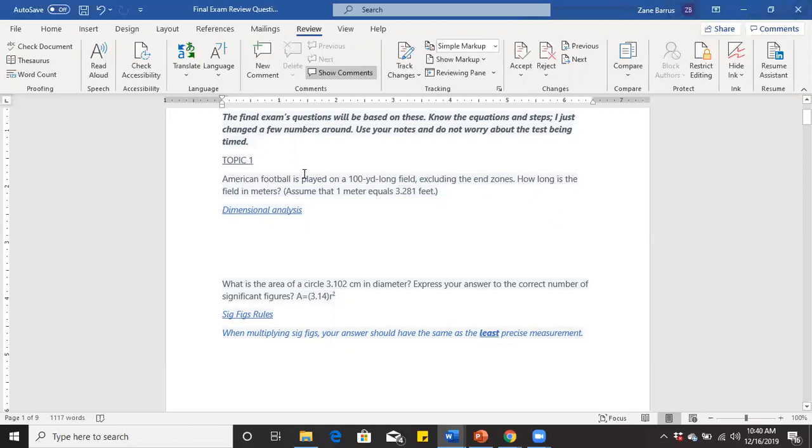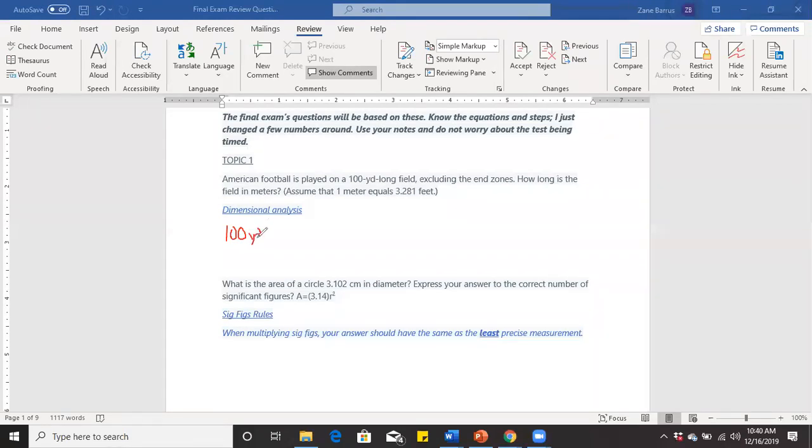We've got American football being played on a 100-yard long field, excluding the end zones. How long is the field in meters? Assume that 1 meter is equal to 3.281 feet. Okay, so this is a simple conversion problem. I've typed my little hints to you in blue italicized text. So my hint to you is here to use dimensional analysis to help you in conversions. Okay, so I'm going to go ahead and sketch this out real quick. Pardon my bad handwriting with a mouse.